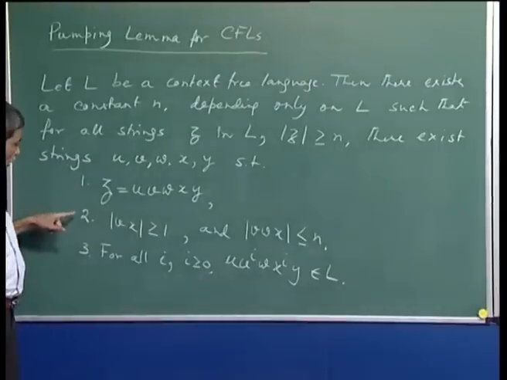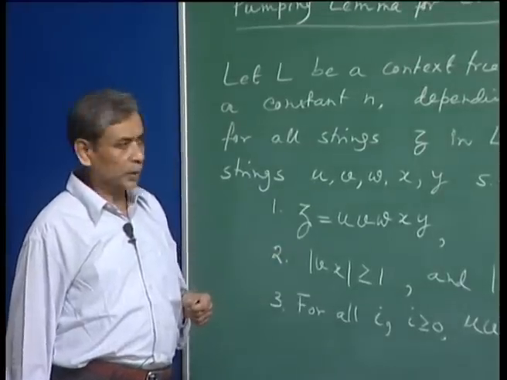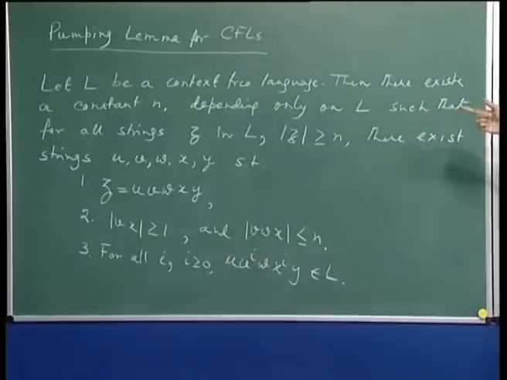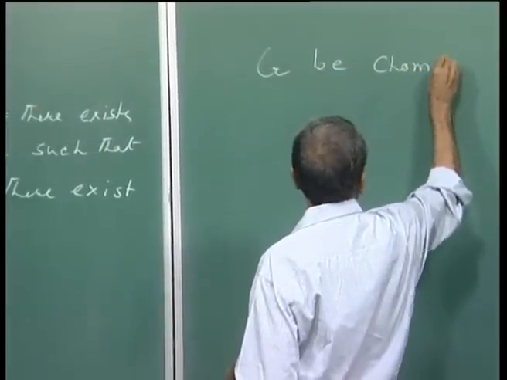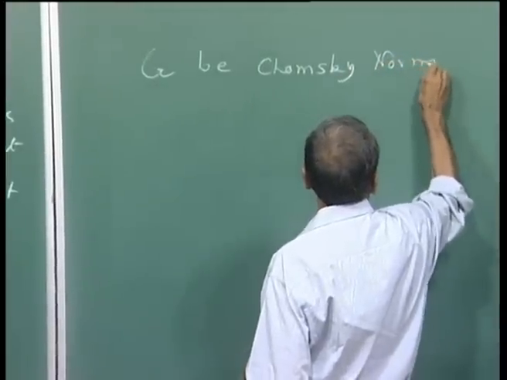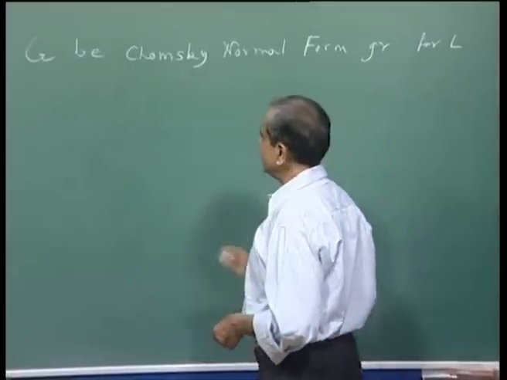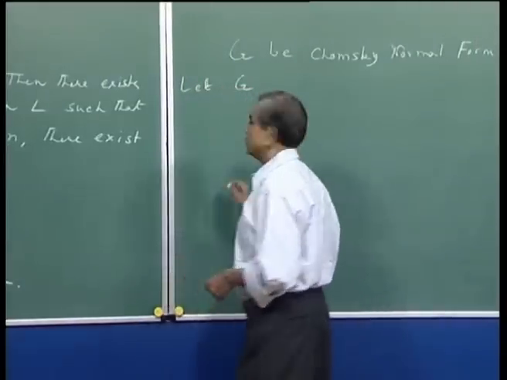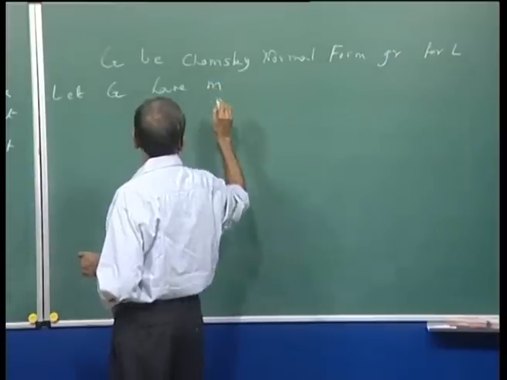Let us complete the proof by showing that the proof that we give is such that this condition 2 will also hold. Now, very briefly, what we did was, first of all, we started with the assumption, of course, that L is a context-free language, and therefore we said that let G be a Chomsky normal form grammar for L. Then we said let this grammar G have m non-terminals.